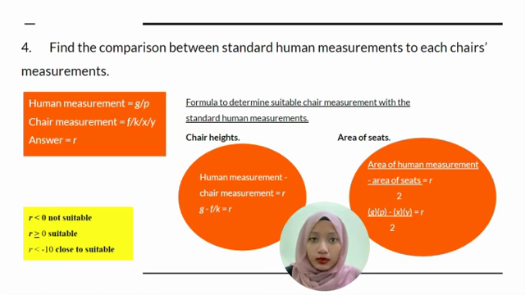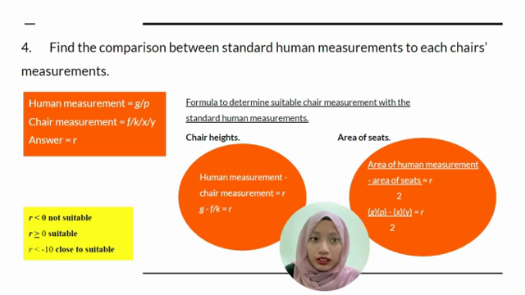The formulas that we have used to determine suitable chair measurement with the standard human measurements consist of 2, to find the chair heights and to find the area of the seats. For the chair heights, we have used human measurement minus the chair measurement equals to R. And in algebraic expression, it consists of G minus F or K equals to R. And for the area of seat, we use the formula of area of human measurement minus the area of seat over 2 equals to R.